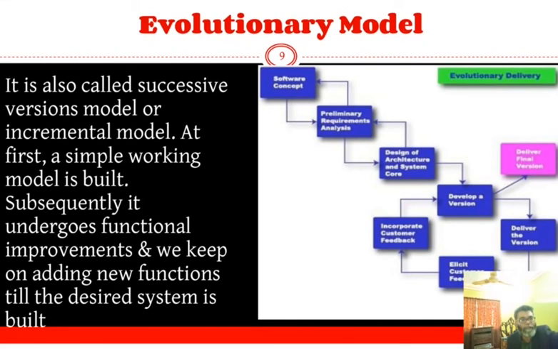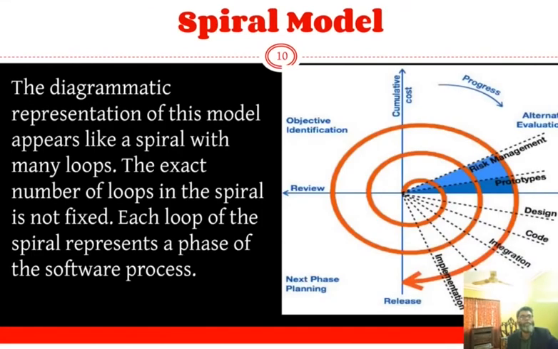Then comes the final one, that is the spiral model. The diagrammatic representation of this model appears like a spiral with many loops. The exact number of loops in the spiral is not fixed. Each loop of the spiral represents a phase of the software process. It combines the ideas of iterative development with the systematic controlled aspect of the waterfall model. It allows incremental releases of the product or incremental refinement through each iteration around the spiral.